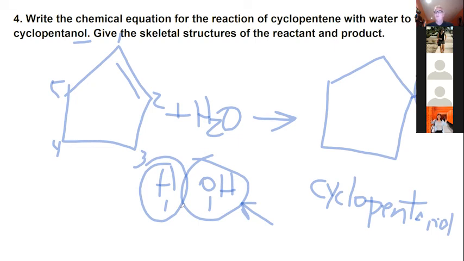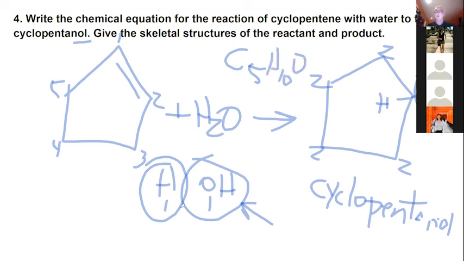So what's the formula for cyclopentanol? C5. How many hydrogens? 9. So 2, 2, 2, 2. We're missing one. Remember, there's another one there. Oh, okay, 10. Right, 10.